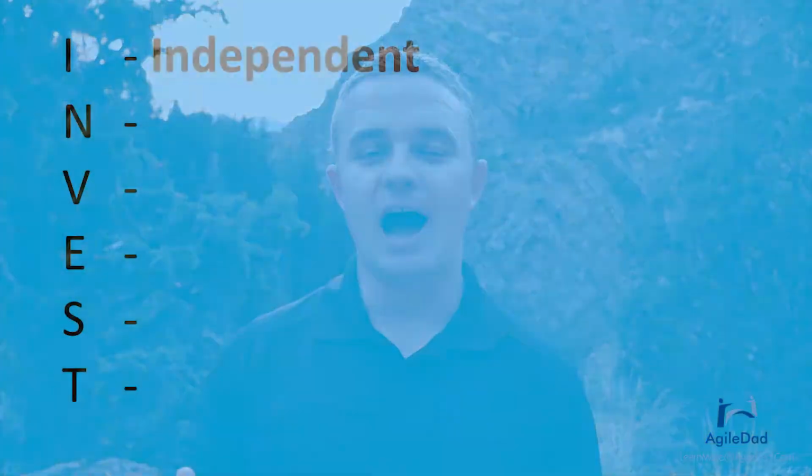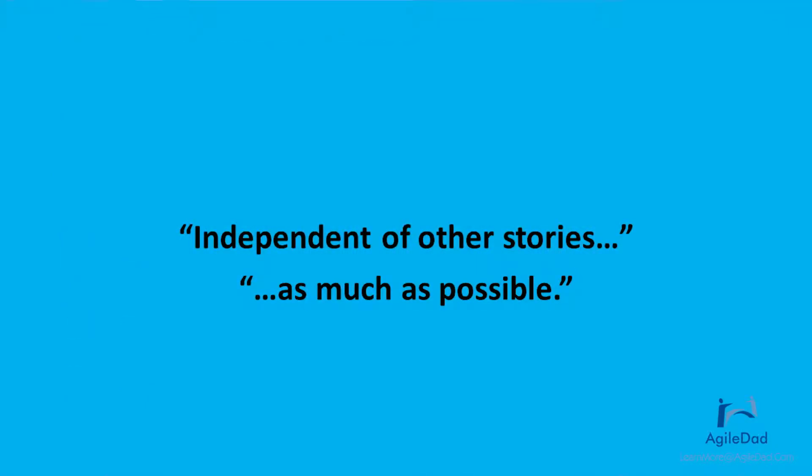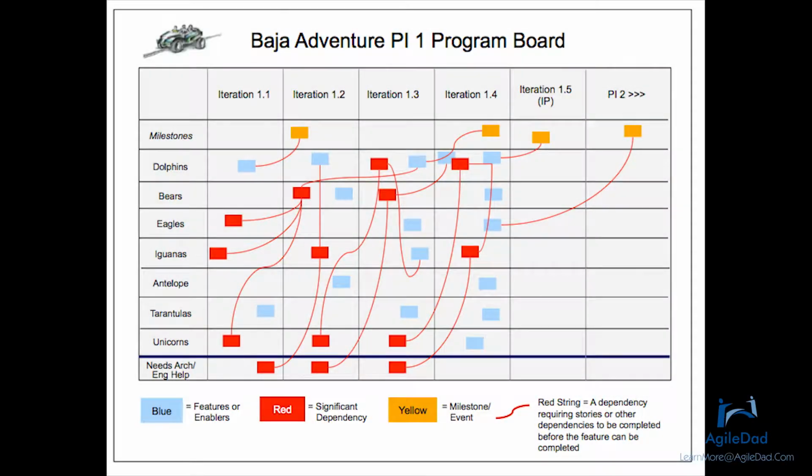So first off, independent. We want our stories to be independent of one another. No dependencies as much as possible across different stories. This allows our teams to pick up a story, create the solution, and that solution by itself will have value to the customer. And we don't have to wait and have one thing done before the next, and it adds a lot of additional complexity. Now sometimes that can't be helped, but as much as possible, we want to have independent stories.